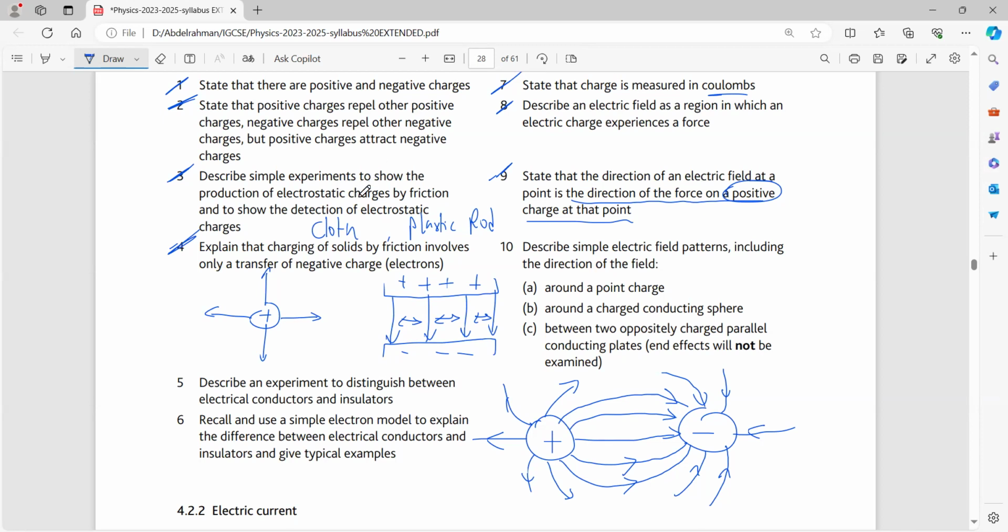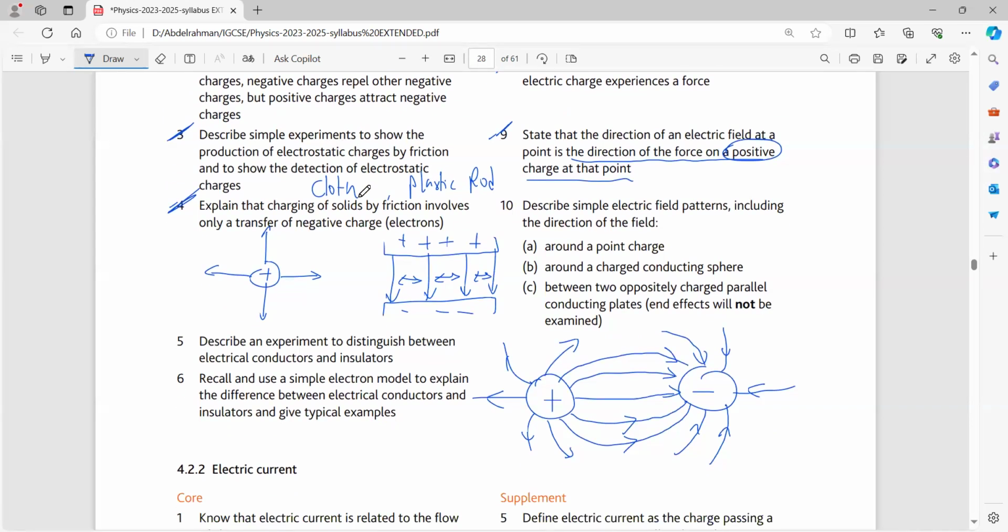Again, we need to describe and explain to distinguish between electrical conductors and insulators. This is quite easy. A conductor will conduct current. For example, if I connect it to a battery, it will conduct the current. An insulator will not conduct this current. And recall a simple electron model to explain the difference: conductors have free moving electrons, while insulators do not have these free moving electrons.